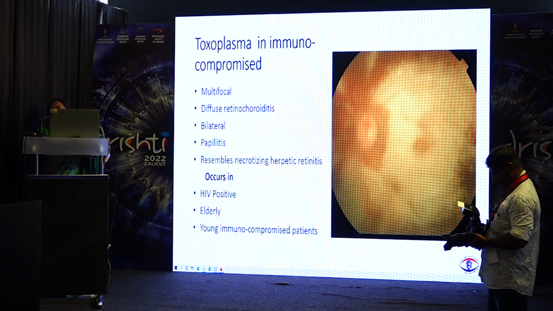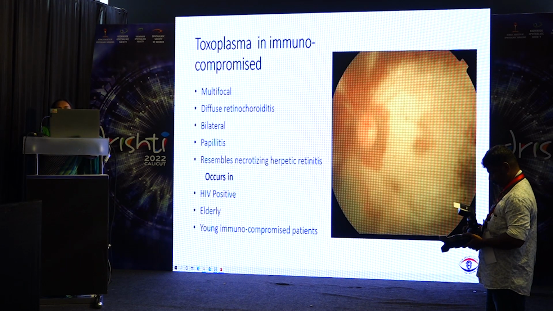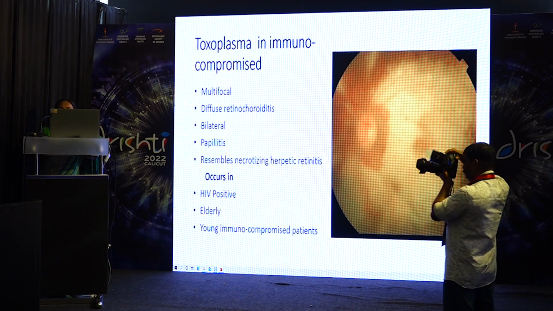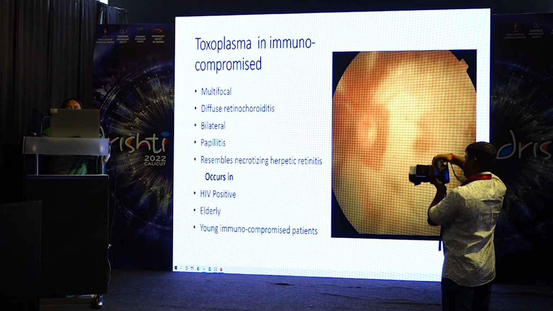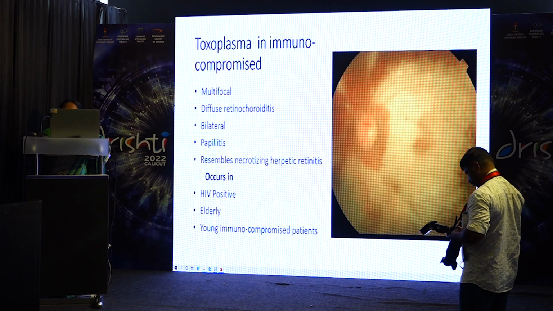Toxoplasma in immunocompromised is different from all other cases. It can be multifocal, diffuse, bilateral, and associated with papillitis. It resembles necrotizing herpetic retinitis. And in cases of recalcitrant ARN, you should think of toxo as a cause. It occurs in HIV positive patients, elderly patients, and young immunocompromised patients.